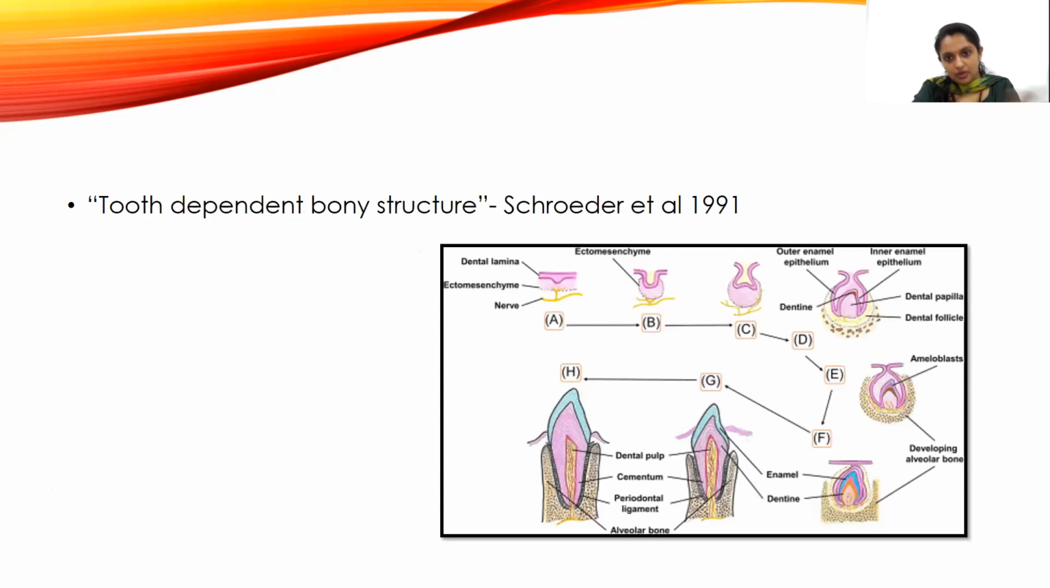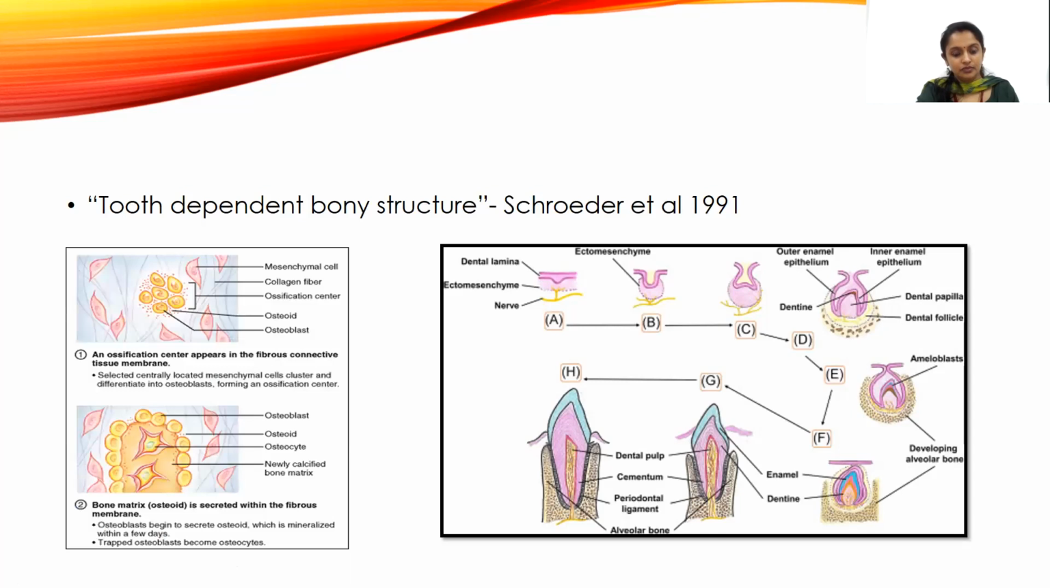Now, in this picture, you can appreciate that once the inner enamel epithelium, that is the bell stage, is formed, the dental follicle has formed. The dental follicle, which is surrounding that, will stimulate the osteoblasts, and that will result in the development of alveolar bone. And as I told you, it is nothing but intramembranous ossification taking place.